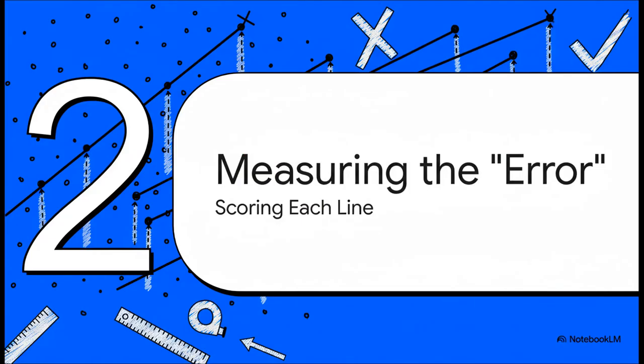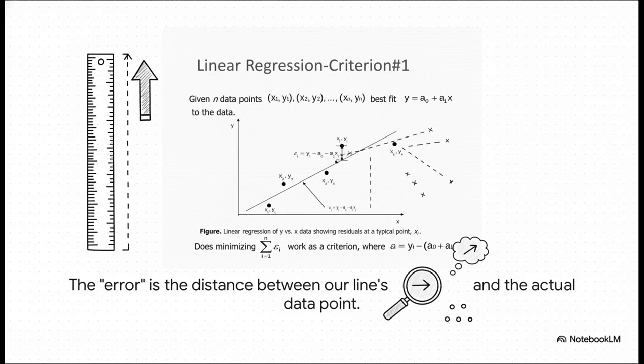All right, so to find the best line, we first need a way to keep score. We need some way to measure how good, or how bad, any particular line is. And let's call that measurement our error. So here's how we're going to do it. For any line we try to draw, the error for a single data point is simply the vertical distance from that actual point down to our line. It's the gap between what really happened and what our line predicted would happen.